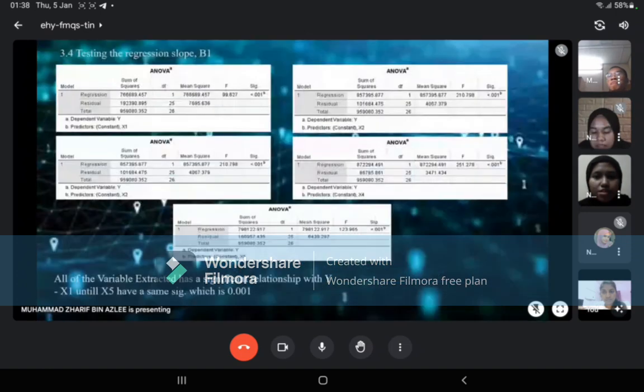So for 3.4, testing the regression slope B1. Based on the coefficient table shown, we can see that all of the variables have a significant relationship with y, which is annual net sales, because alpha is greater than the p-value. We can see that x1 until x5 have the same significance, which is 0.001. That supports the explanation.